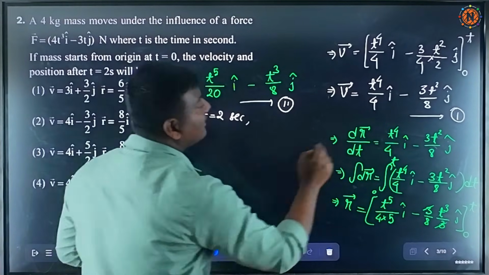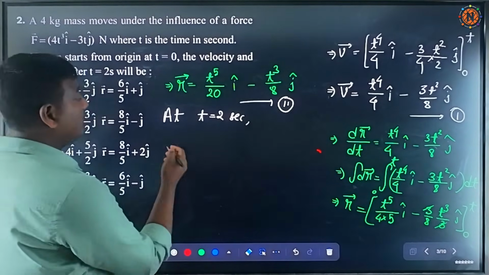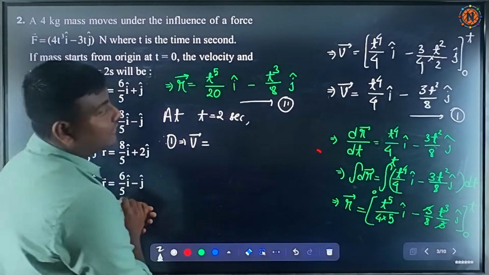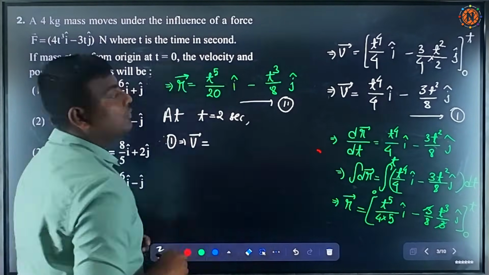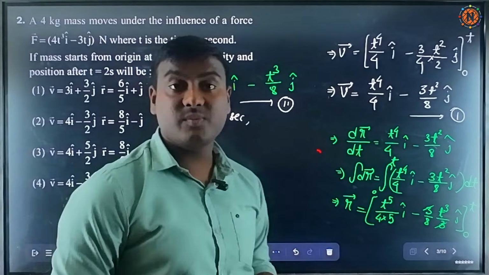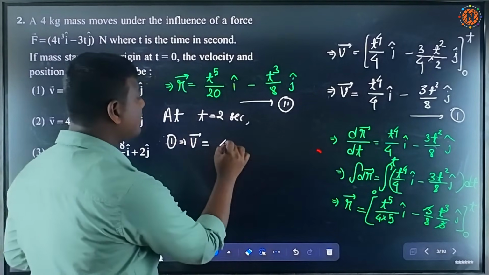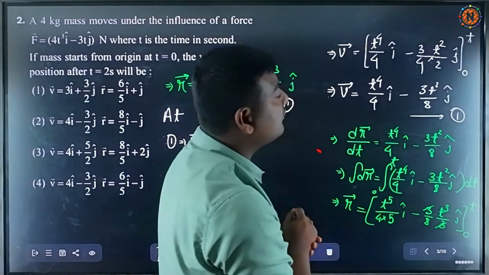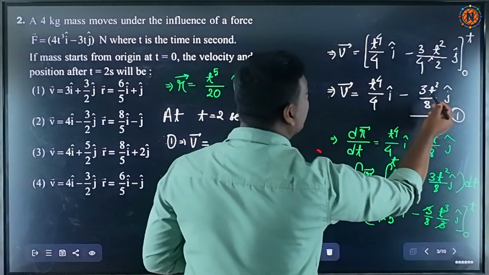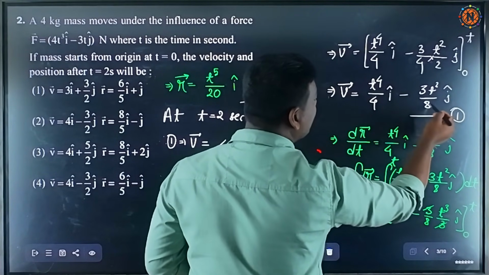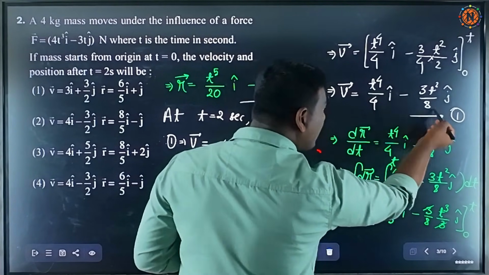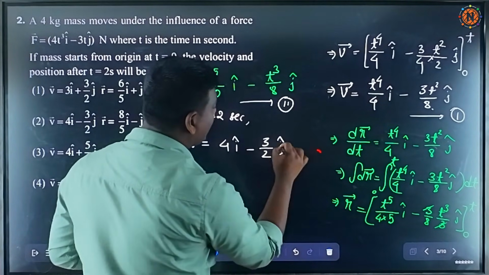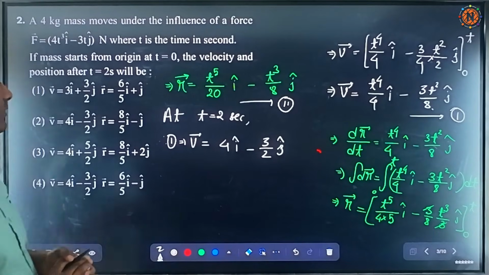First put it in equation number 1. So equation 1 implies velocity equals how much? 2 to the power 4 means 16. 16 by 4 will be 4. So that will be 4 i cap minus 3t squared, 3 into 2 squared. 2 squared is 4, so 4 and 8 will be cancelled. At the denominator we will have 2, so that will be 3 by 2 j cap. So we got the velocity at t equal to 2 seconds.